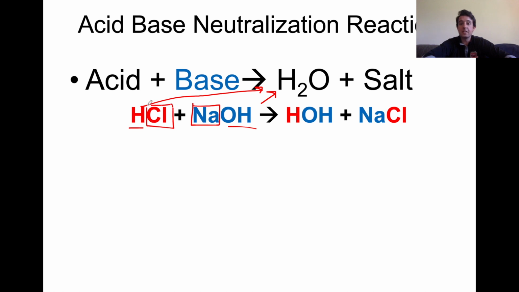So this NaCl is what we call a salt. In this case, NaCl is just regular table salt. Any combination of a metal and a nonmetal is a salt. And then you'll see HOH, that's H2O. You got two H's and one O, H2O. So we'll sometimes write it as HOH, just so you can see that red H comes from the acid and the blue OH comes from the base.